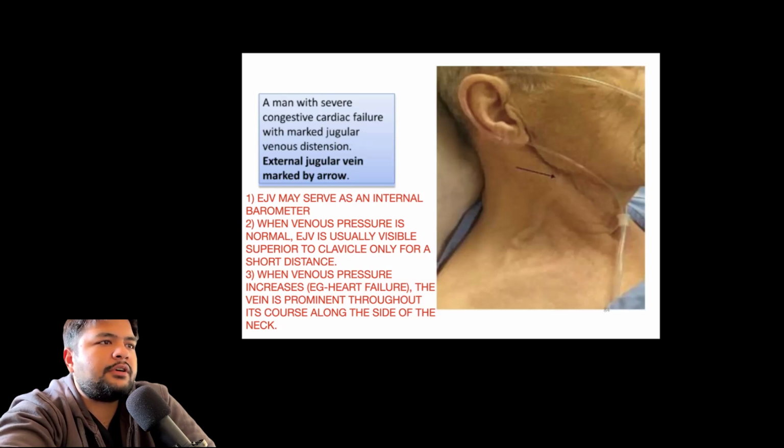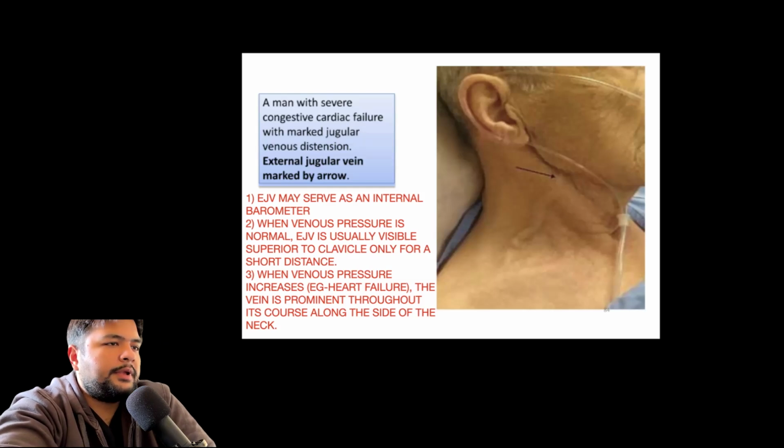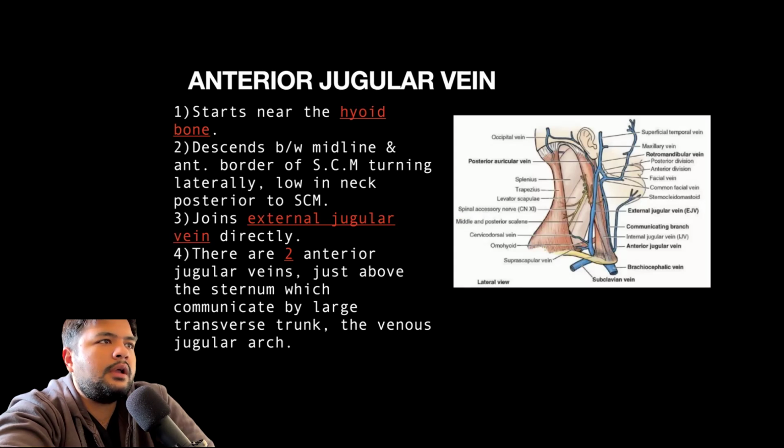When venous pressure is normal, the external jugular vein is usually visible and superior to the clavicle only for a short distance. When venous pressure increases, for example in heart failure, the vein is prominent throughout its course along the side of the neck. Coming to the anterior jugular vein, it starts near the hyoid bone, descends between the midline and anterior border of the sternocleidomastoid, turns laterally low in the neck, posterior to sternocleidomastoid, and joins the external jugular vein directly.